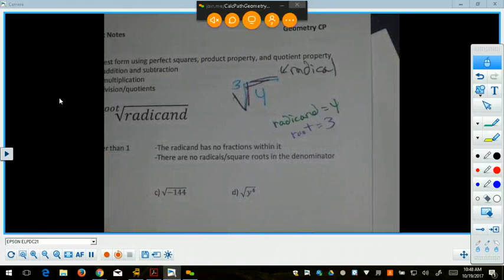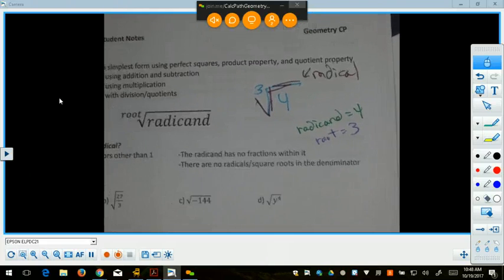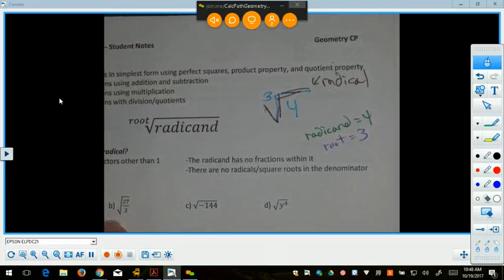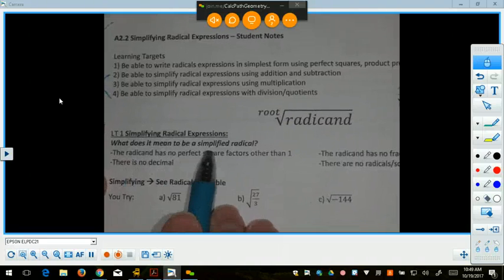So we know the terminology. When you hear the word radicand, you know what we're referring to. The root, you know what we're talking about. The radical, you know what we're talking about. When we go to simplify radical expressions, what does it mean for it to be simplified?